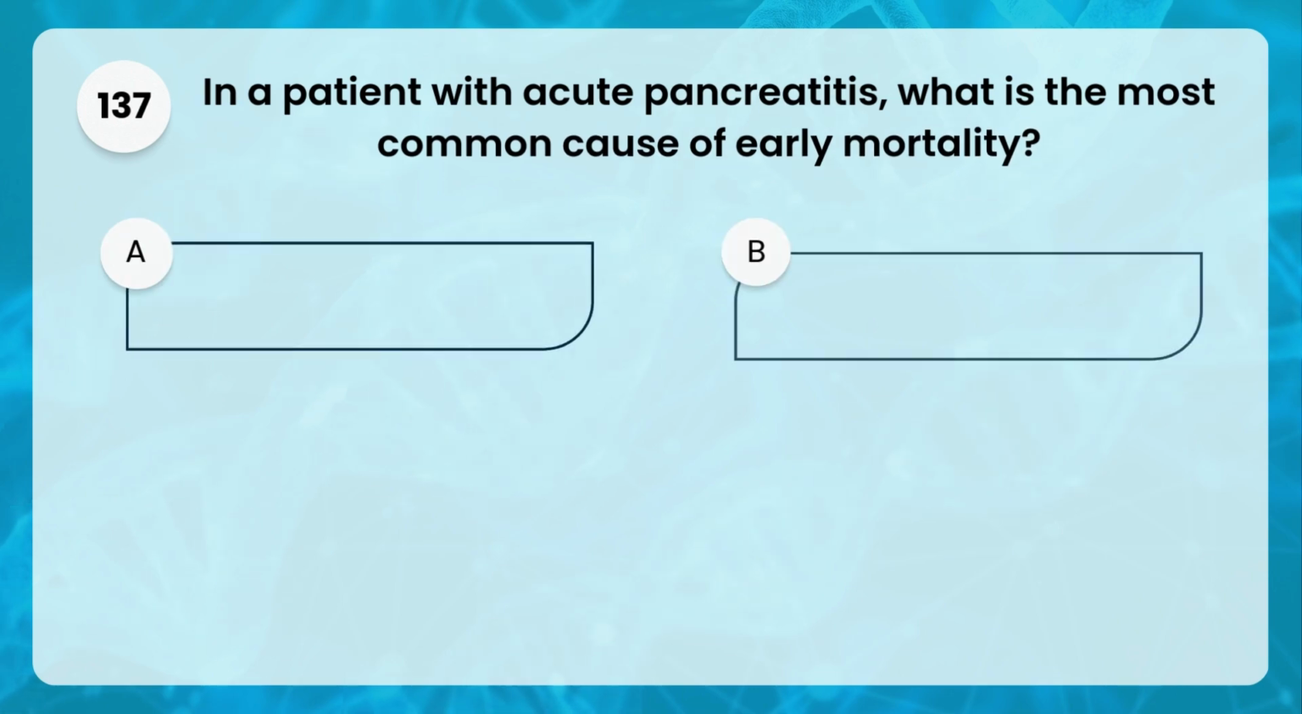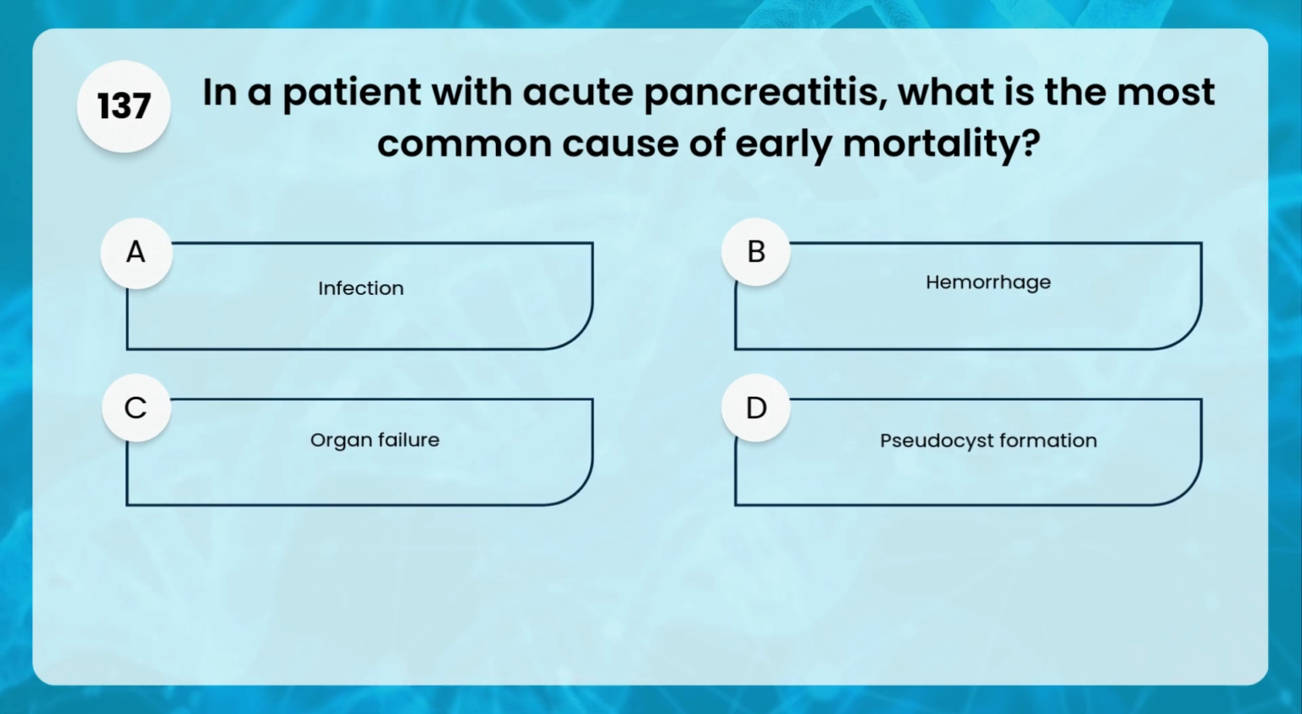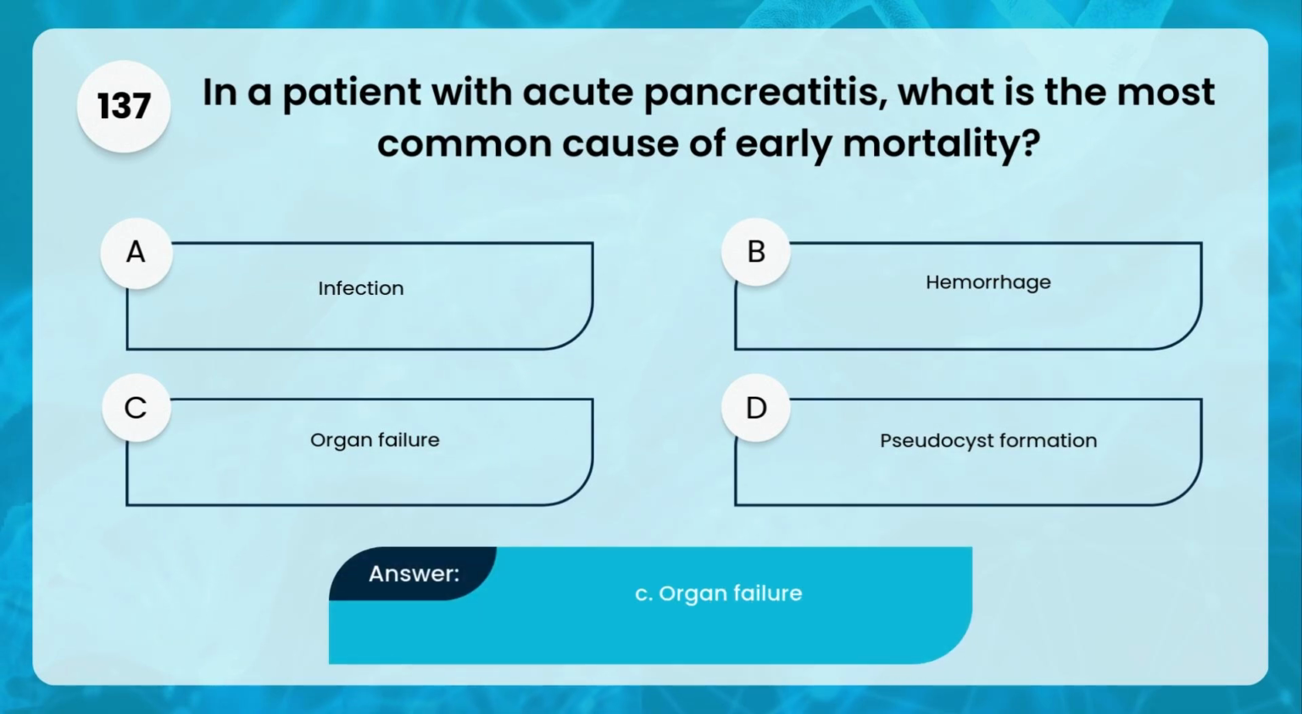137. In a patient with acute pancreatitis, what is the most common cause of early mortality? A. Infection. B. Hemorrhage. C. Organ failure. Or D. Pseudocyst formation. The answer is C. Organ failure.